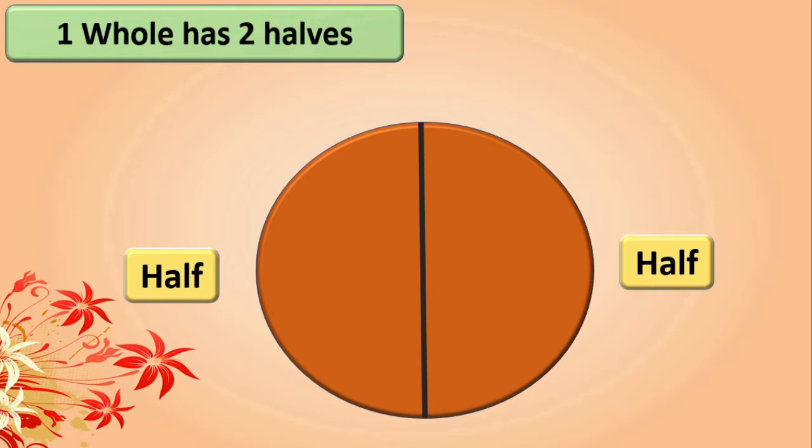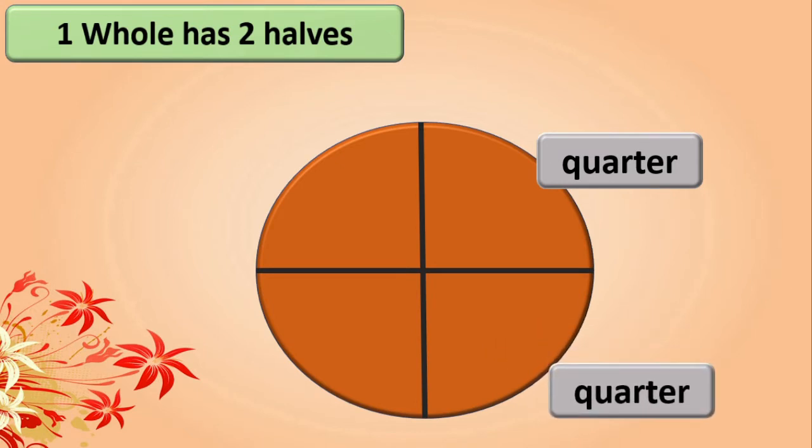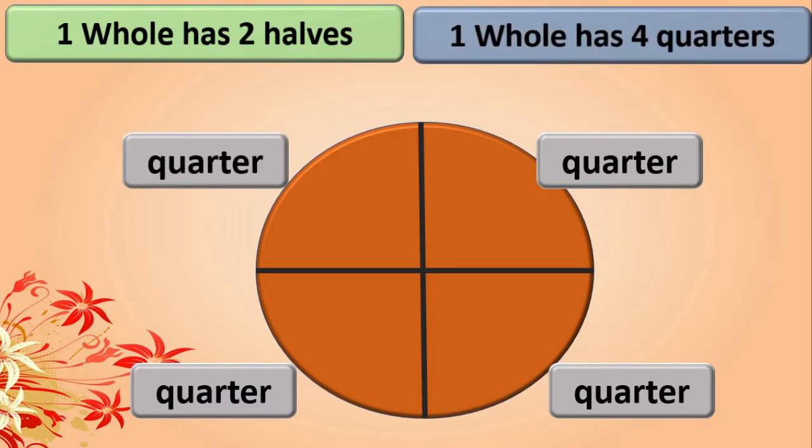Correct? Now the same circle we will divide into four equal parts. See this? Now we got four equal parts. Now each part is called a quarter of this whole. How many quarters did we get here? Yes, 4 quarters we got. Means we can say that one whole has 4 quarters. Okay, remember this.